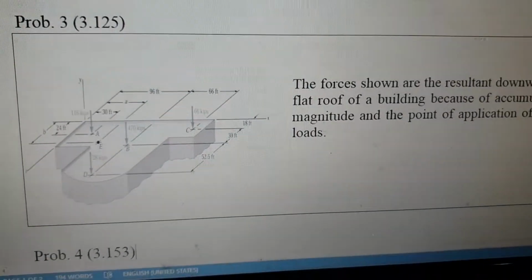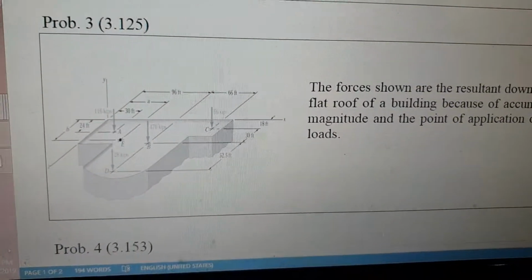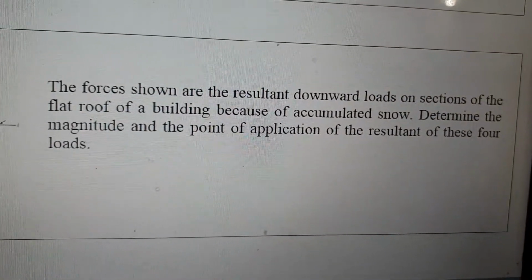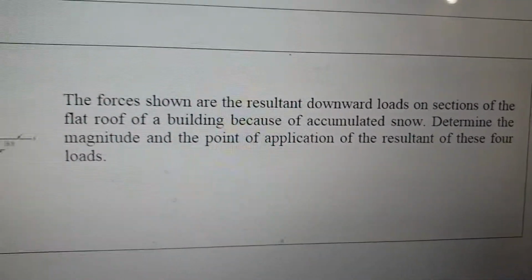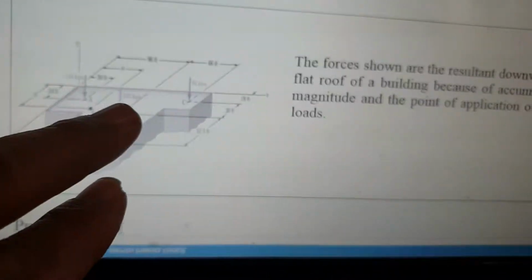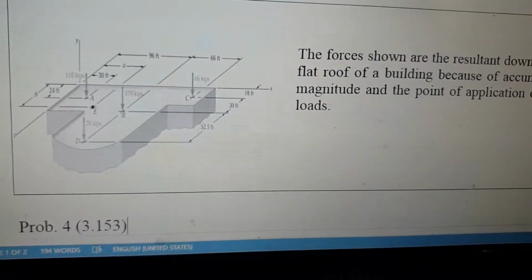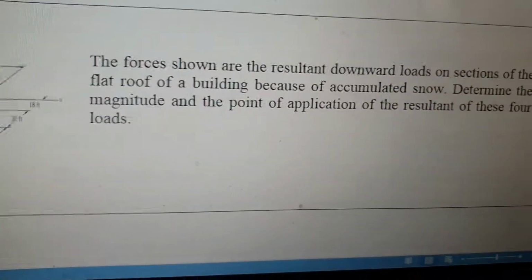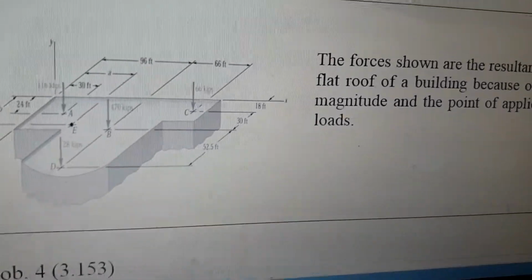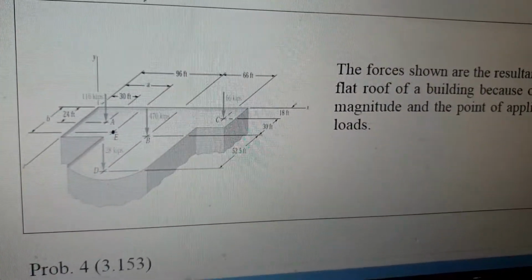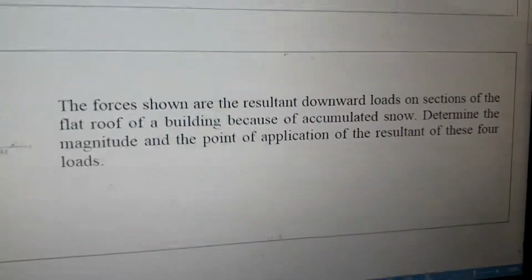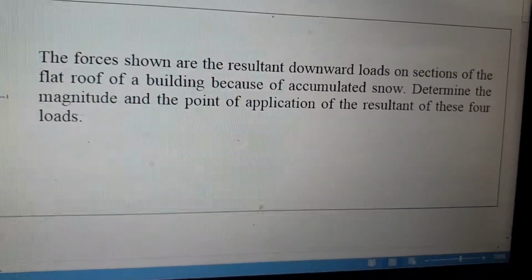Let's look at this force. The forces shown are the resultant downward load on sections of the flat roof. So this is the flat roof, and these are loads. 1, 2, 3, 4. 4 loads. Flat roof of a building because of accumulated snow. So there's a snow accumulation, and there are 4 loads of snow accumulation. Of course, snow will have force that will affect the roof.